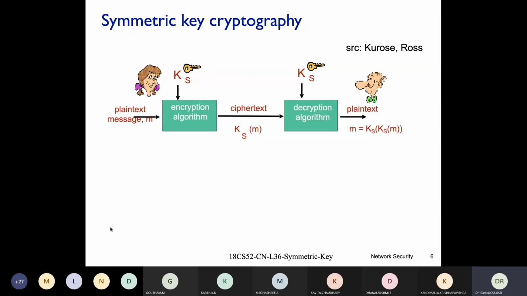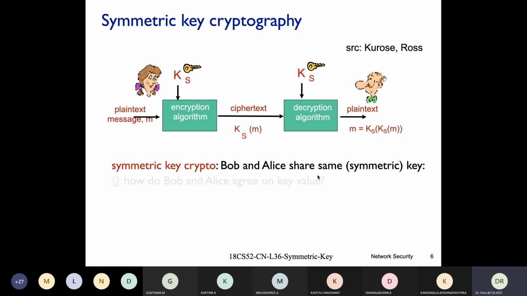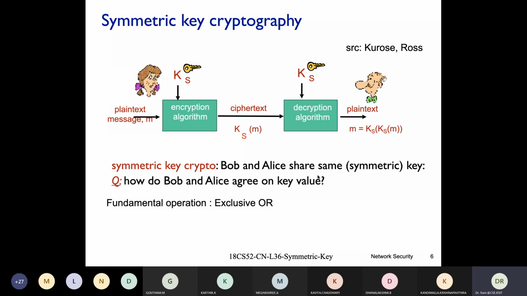As you said, in symmetric key, the keys used by the sender and the receiver are the same. So same key for encryption, same key for decryption. And if you have the plaintext message M, you apply the key and the algorithm and you generate a ciphertext, and then Bob would apply the same key to decrypt back. The best simple example would be doing an exclusive OR. And that is what is primarily being used in most of the encryption algorithms.